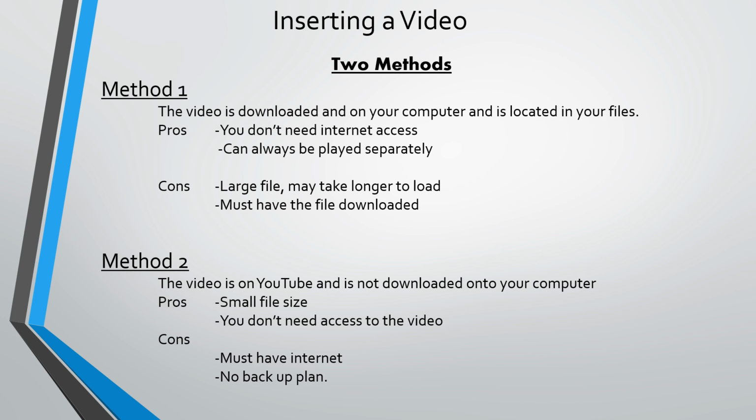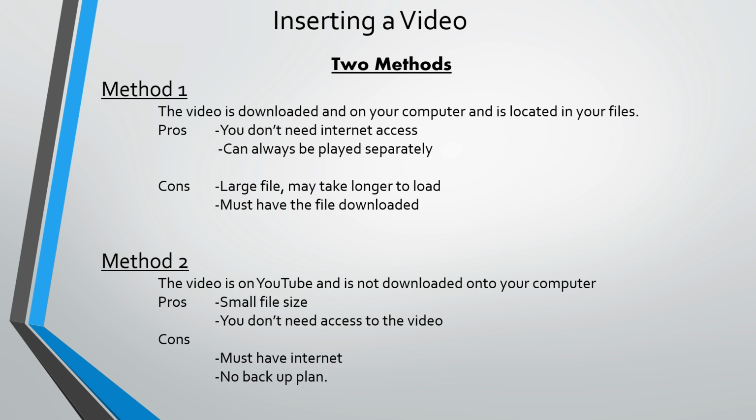Method 1, the video is downloaded on your computer and is located in your files. So what that means is you have either downloaded this video from YouTube, you have downloaded this video from another source, you have maybe used your phone to take some video and uploaded that video to the computer and want to put that as part of your PowerPoint, or you have recorded video on some other device like a digital camera or maybe an Xbox or whatever it is. But in this situation, the files are downloaded and on your computer.